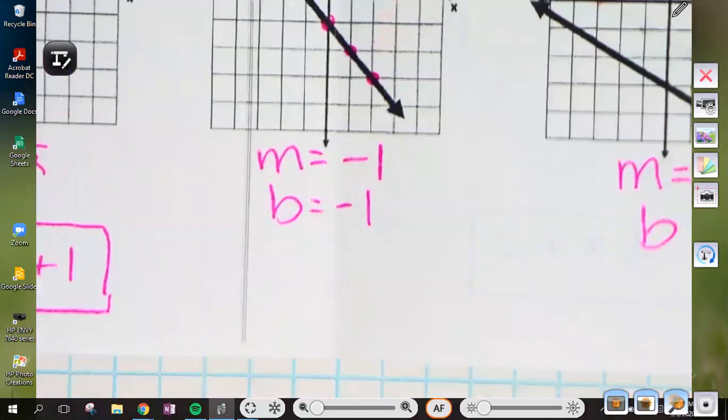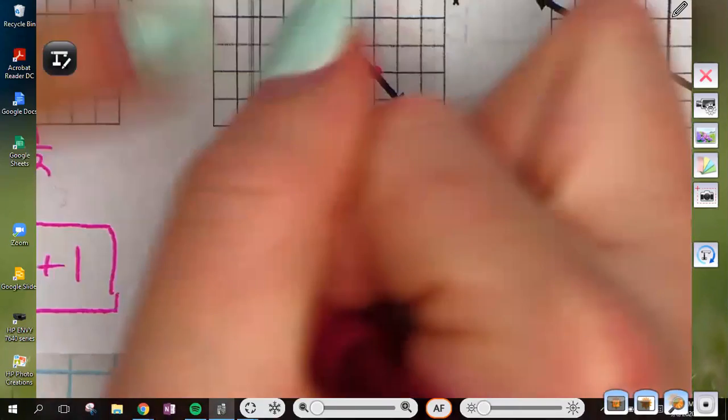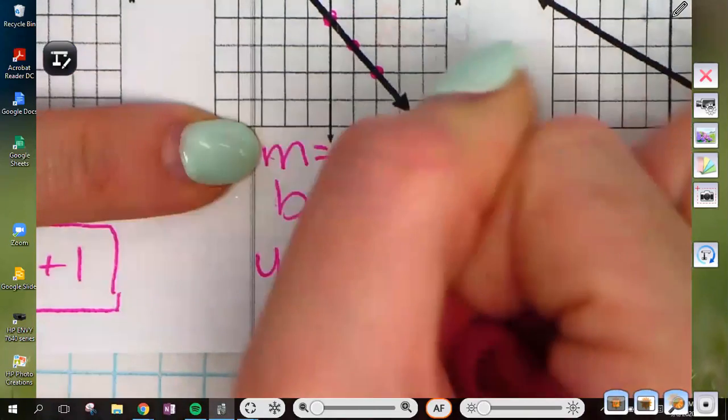Would I leave it like this? Nope, got to write it as an equation. y equals -1 x minus 1.